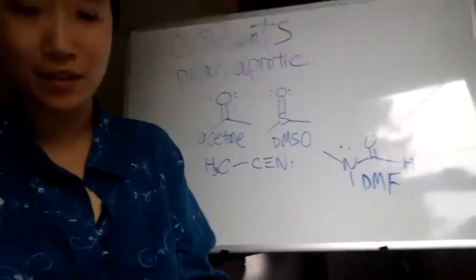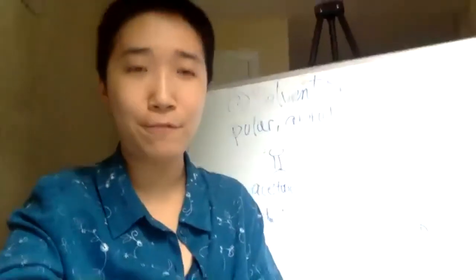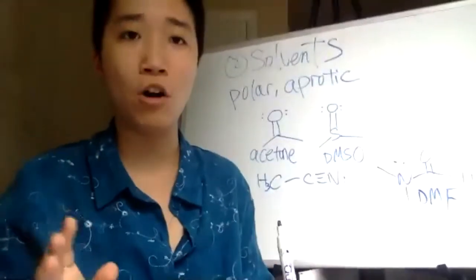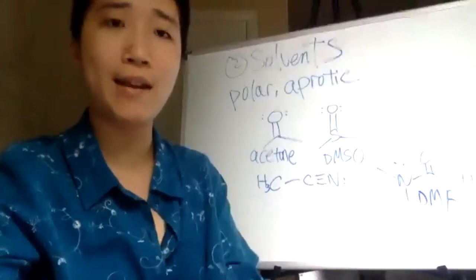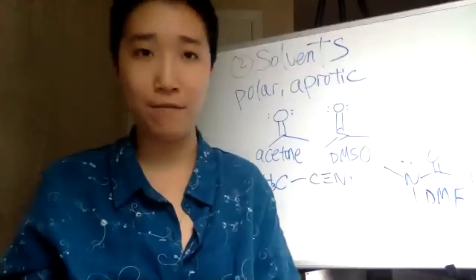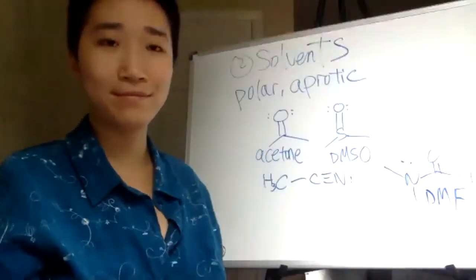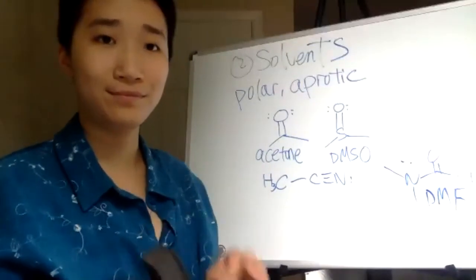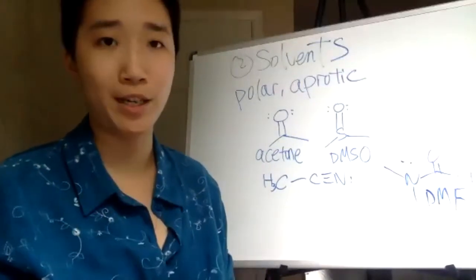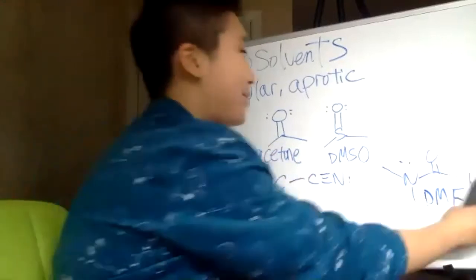Okay, so polar aprotic solvents. I'm telling you that they favor substitution reactions over elimination reactions. And based on what we just talked about, can you guess why it can favor substitution reactions? It has something to do with hydrogen bonding, or the lack thereof. I don't know. Let your imaginations run wild.